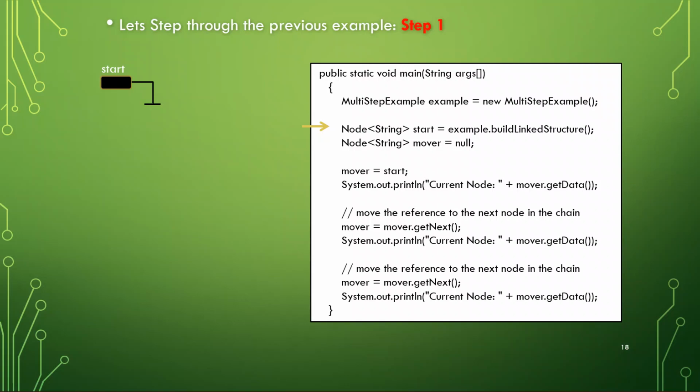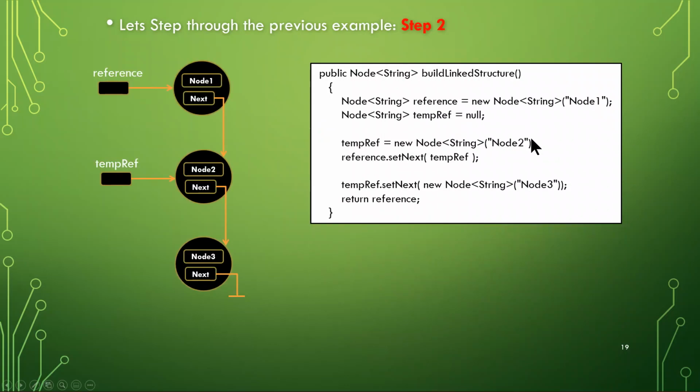So I'll go through this one a little bit faster. Beginning, start would be null. Then the build link structure method is called. Once we're in the build link method, we go all the way to the end, and by the end, this is the current structure that we have here: reference refers to this node, temp reference to this last node, and we have them all linking down.